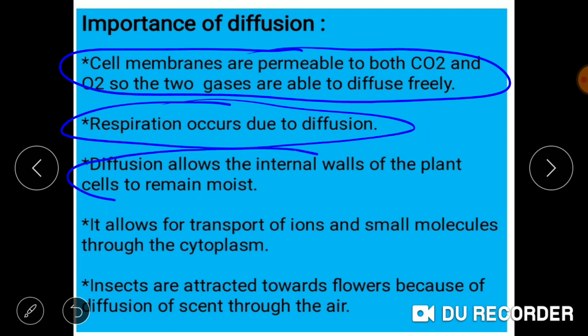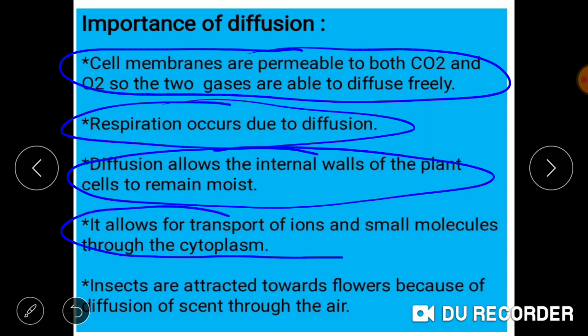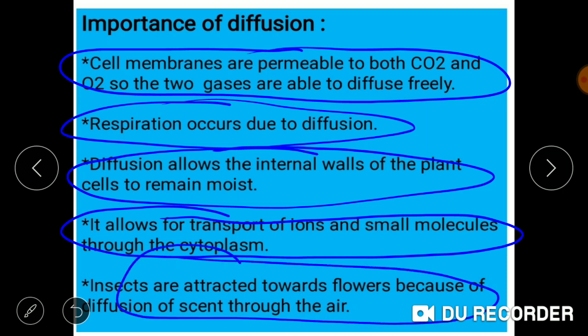Diffusion allows the internal walls of the plant cell to remain moist, as it allows the diffusion of water and minerals through the plant. It allows for the transport of ions and small molecules through the cytoplasm also. Insects are attracted towards the flower because of the diffusion of scent through the air. So it also helps in the process of pollination.